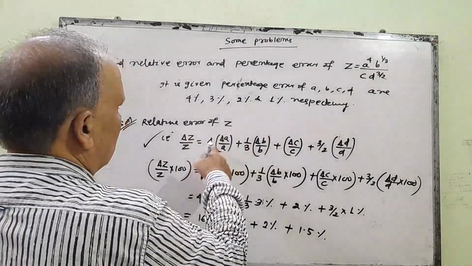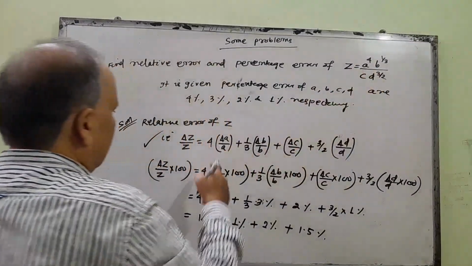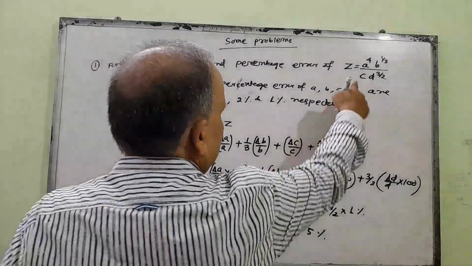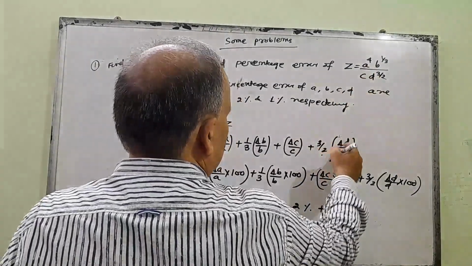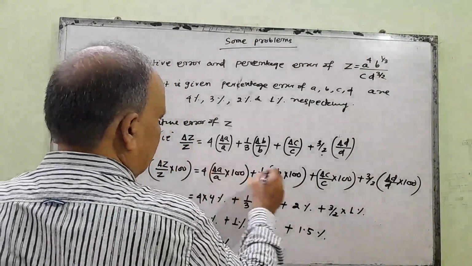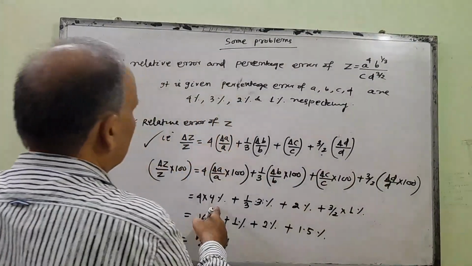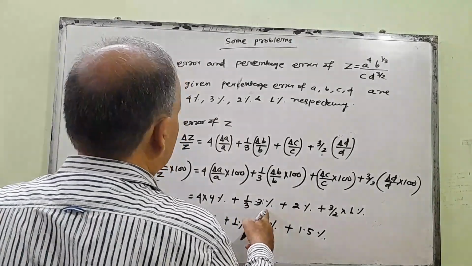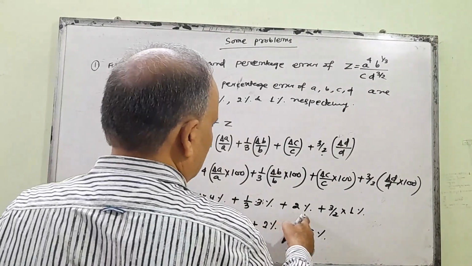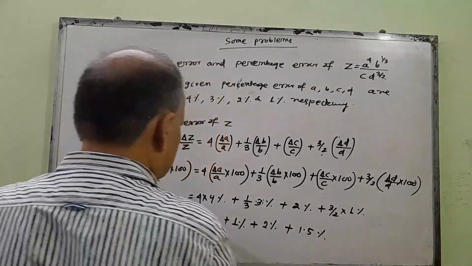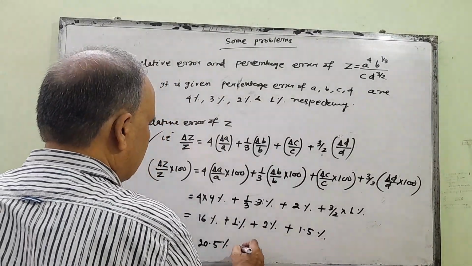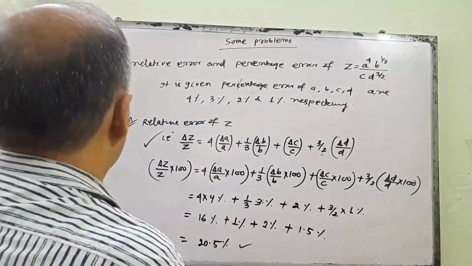Delta z by z is equal to 4, because its power is 4, delta a by a plus 1 by 3 into delta b by b plus delta c by c, because its power is 1, plus 3 by 2 into delta d by d. Then you multiply, and this part is your percentage error. So 4 into 4% plus 1 by 3 into 3%, because the percentage error of b is 3%, plus this 2% and this 1%, that is 16 plus 1% plus 2% plus 1.5%, that is 20.5%. This is your answer.